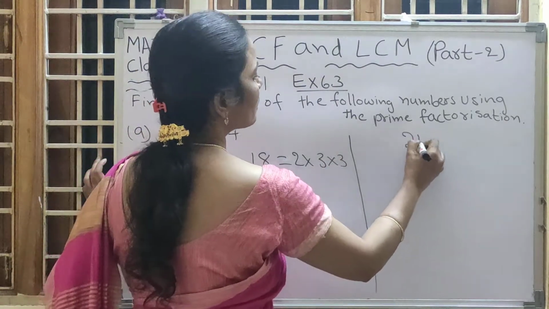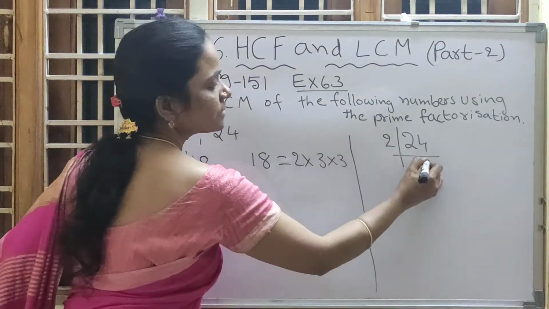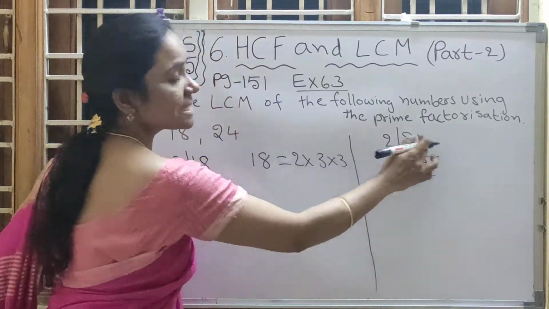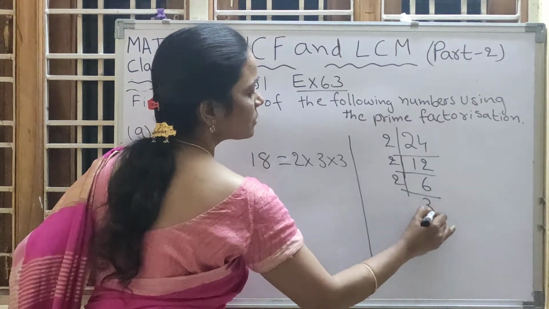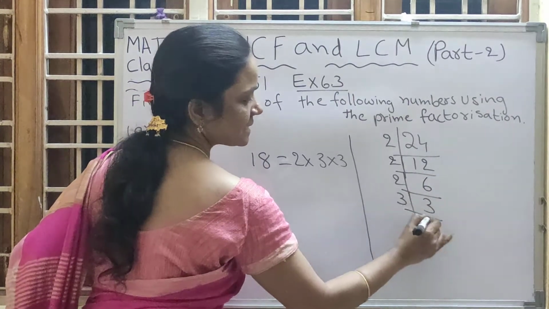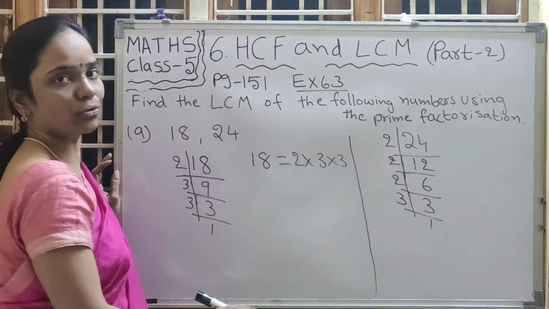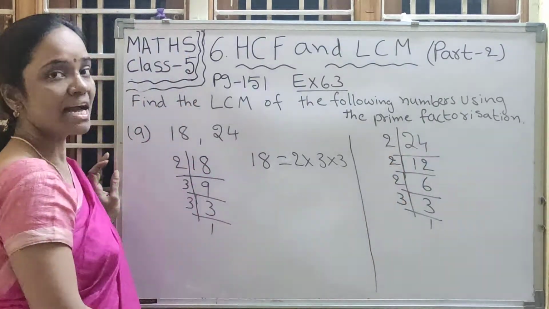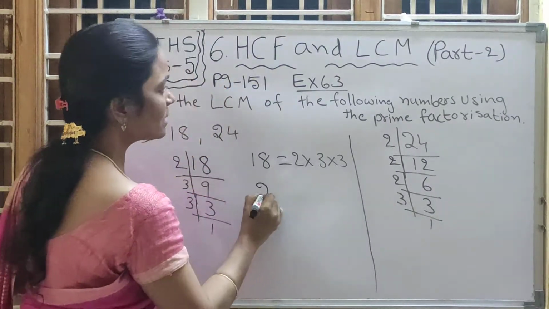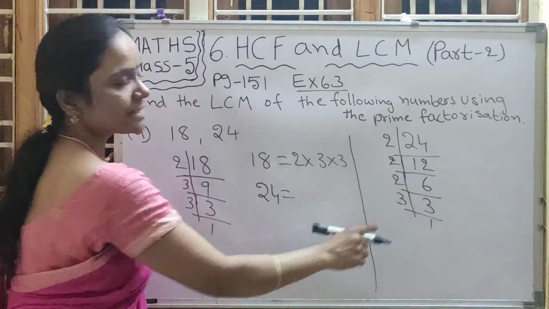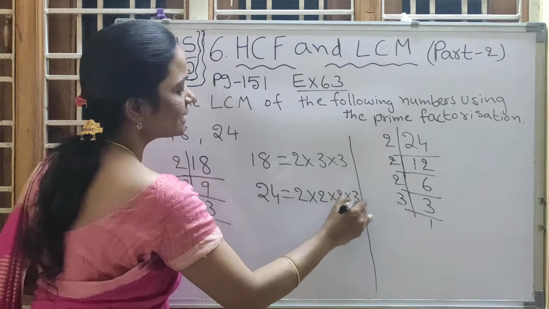Next coming to the 24 now. How many times? 2 12s are 24. Next 2 6s are 12. Next 2 3s are 6. Next 3 1s are 3. Prime factors of 24. First 2 12s are 24. 2 6s are 12. Next 2 3s are 6. Next 3 1s are 3. Now write down the 24 factors. Take multiplication of all these factors. 2 into 2 into 2 into 3.